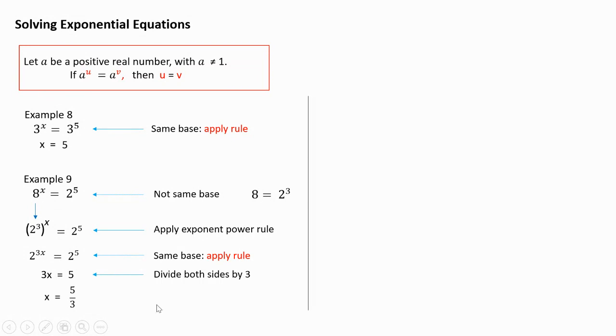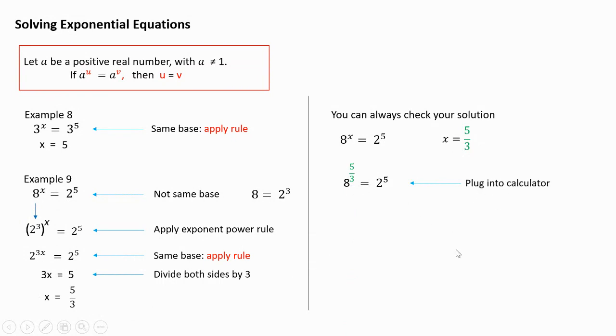And you can go check this out. You can always check your work. How can we check it? By going back to the original example. Example 9, we have 8 to the x equals 2 to the fifth. We know that x equals 5/3, because that was the answer that I got. So we're going to plug in 5/3 for the x and see if the left side gives us what's on the right side. We can plug it into a calculator, or we can do it without a calculator. So we know that 8 to the 5/3 power is equal to 32, and 2 to the fifth power is equal to 32.